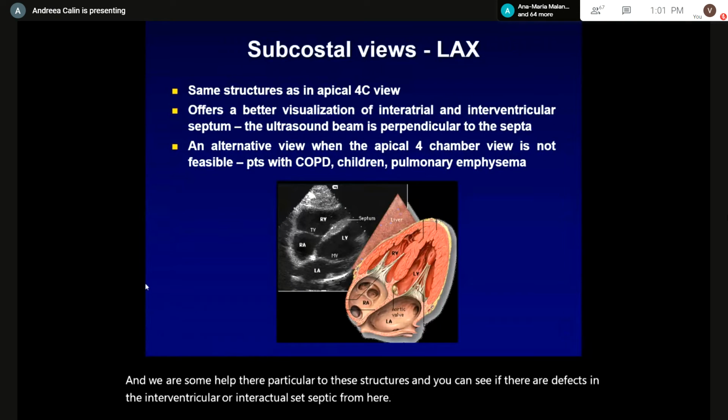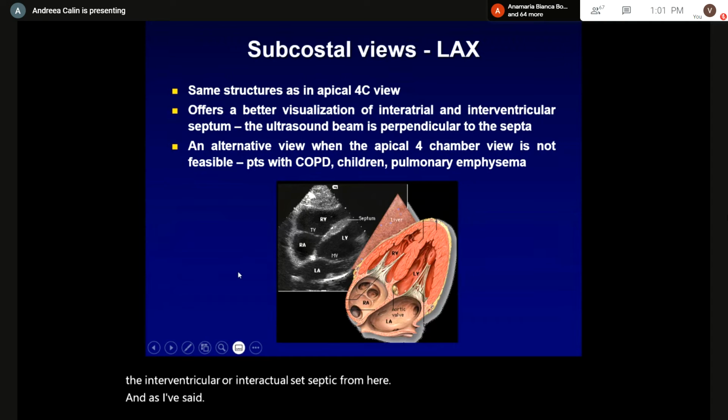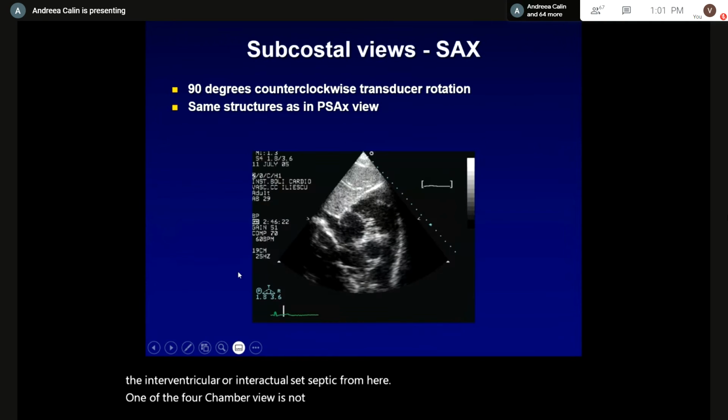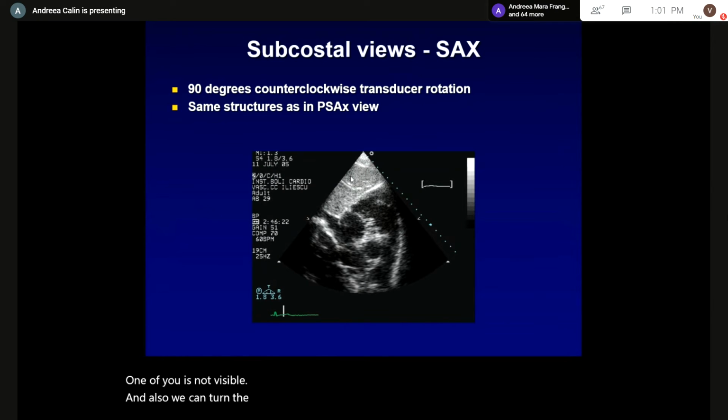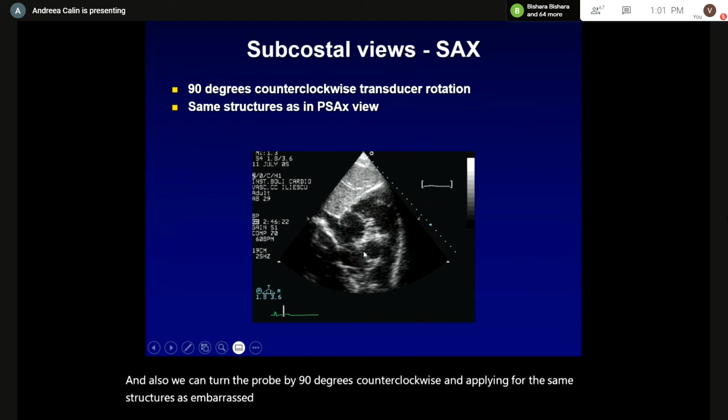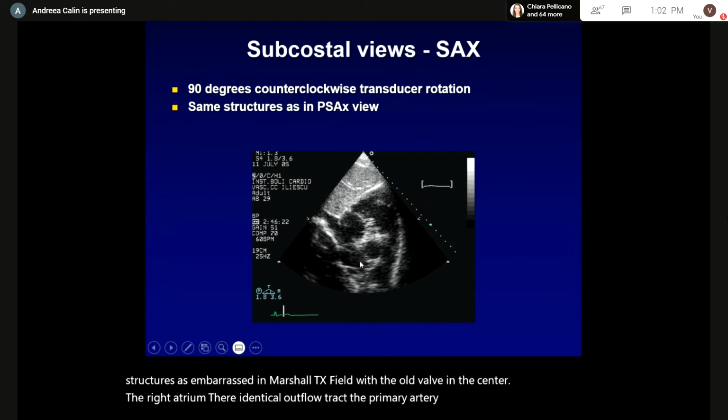And as I've said, this is an alternative view when the four-chamber view is not feasible. And also, we can turn the probe by 90 degrees counterclockwise and obtain the same structures as in parasternal short axis view, with the aortic valve in the center, the right atrium, the right ventricular outflow tract, the pulmonary artery, and the left atrium here.